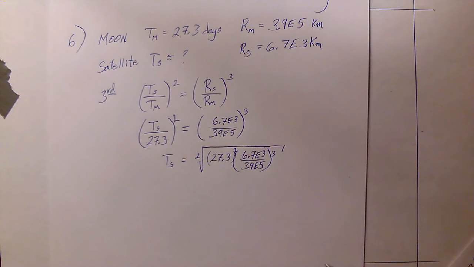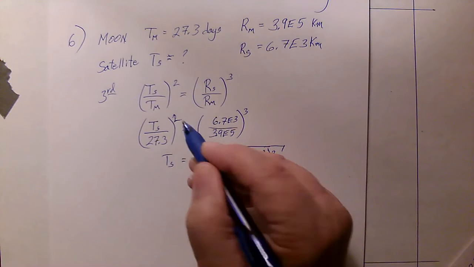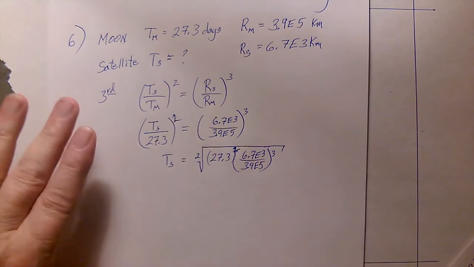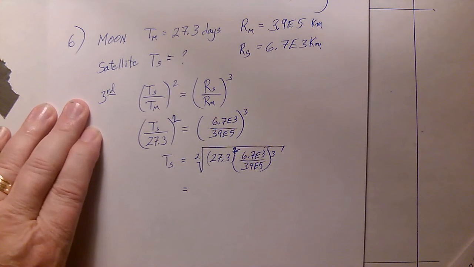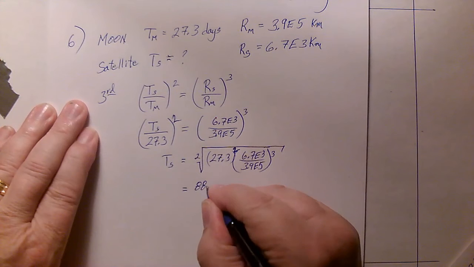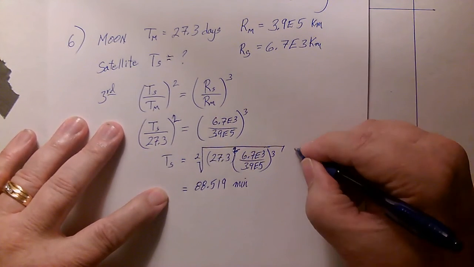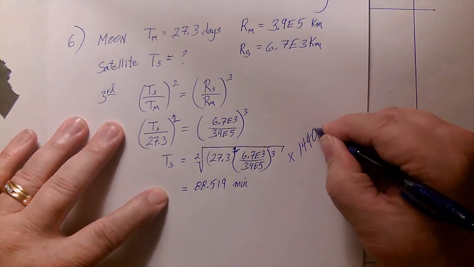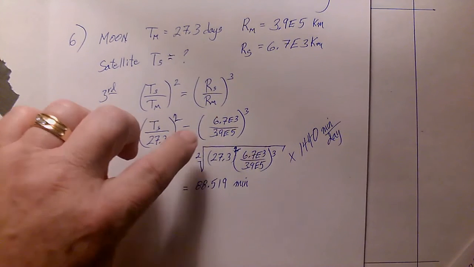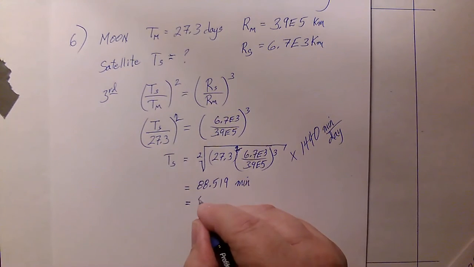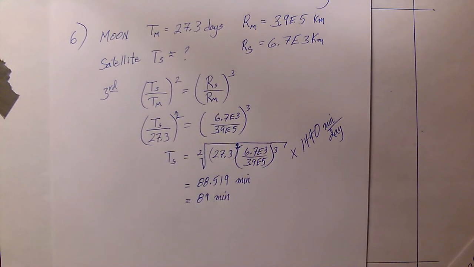Okay, well, first of all, I missed that square right there because we're supposed to square both of those and then take the square root. So I ended up with 85.5, 88.519 minutes, because I multiplied this answer by 1440, the minutes per day, and this was days, so that is minutes. So it's 89 minutes for the answer for this problem.